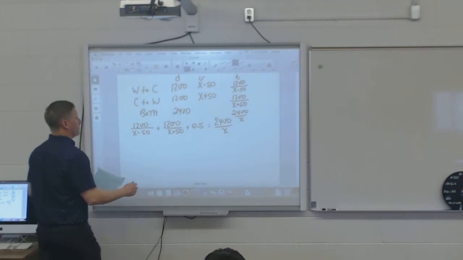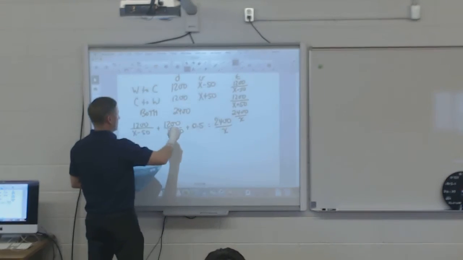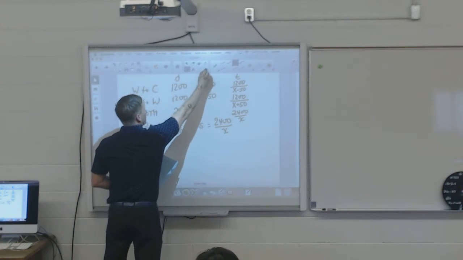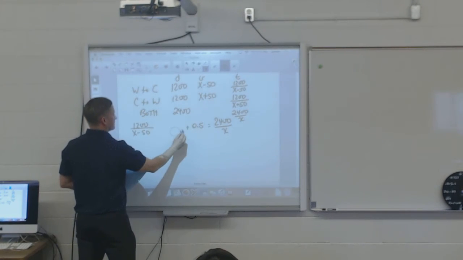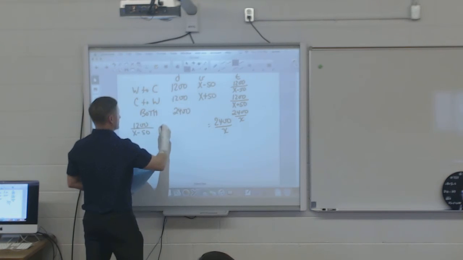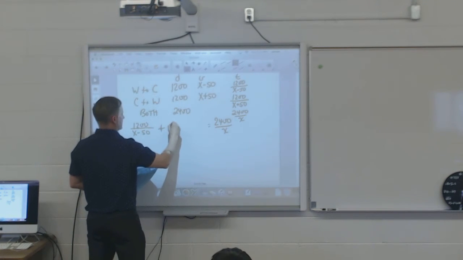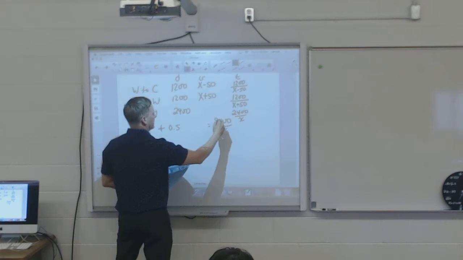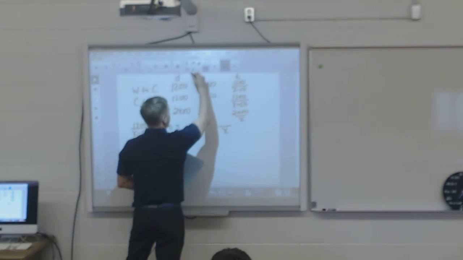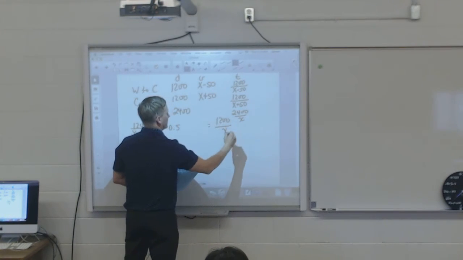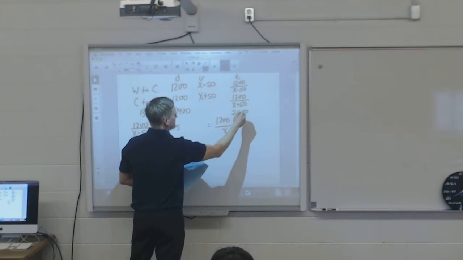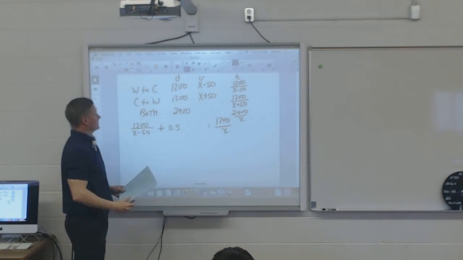Okay, let me backtrack then. So it would be, what do I not need then? I don't need this. I need this plus, see, it's actually easier. 0.5 equals 1,200 over x. My bad, sorry people. That's what it is there. This is if it was the entire flight. So there's what you have.